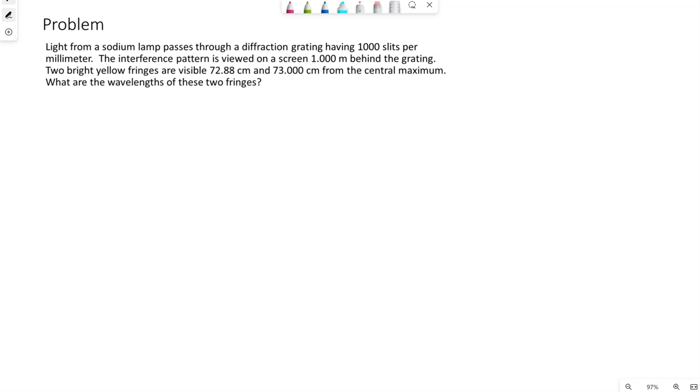Another example problem. Light from a sodium lamp passes through a diffraction grating having 1,000 slits per millimeter. The interference pattern is viewed on a screen 1 meter behind the grating. Two bright yellow fringes are visible, 72.88 centimeters and 73.000 centimeters from the central maximum. What are the wavelengths of these two fringes?